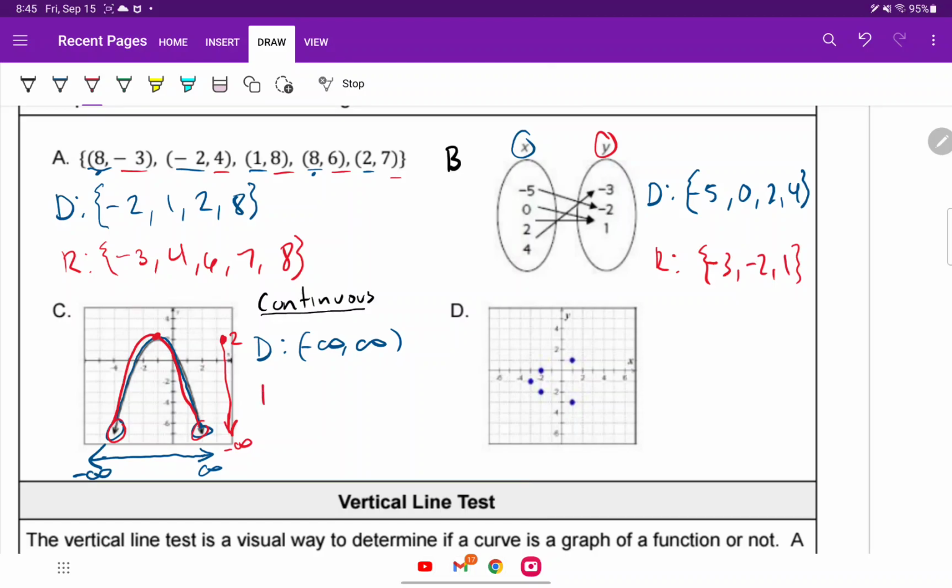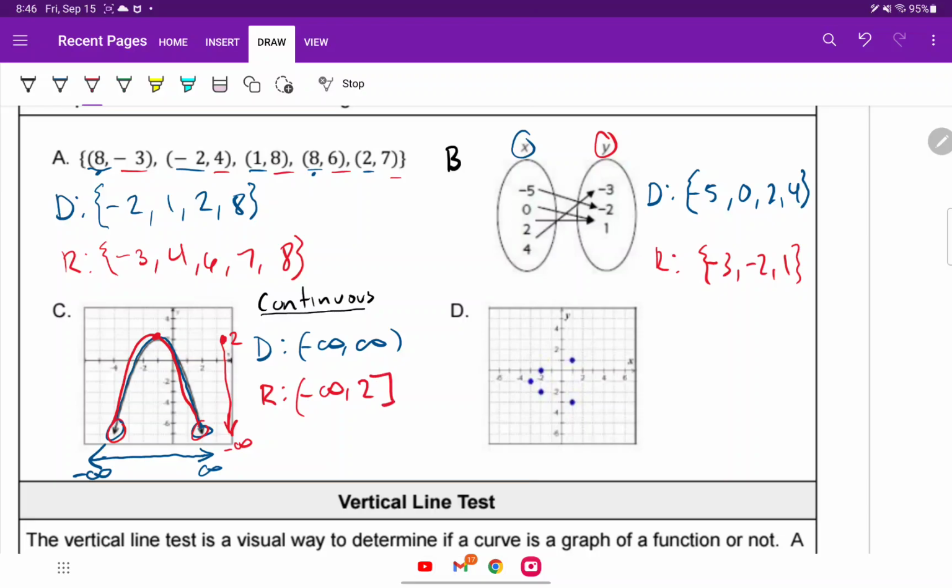So from the bottom, we have a -infinity. And to the top, we have a value of 2. And just like previously when we did interval notation, infinities are always parentheses, and if you have a closed circle, that's a bracket. Open circles are parentheses.